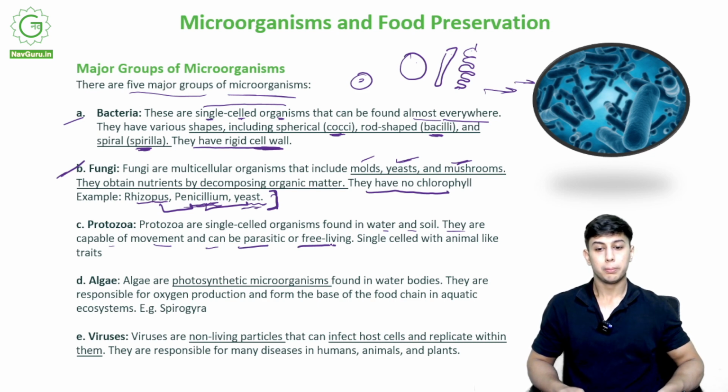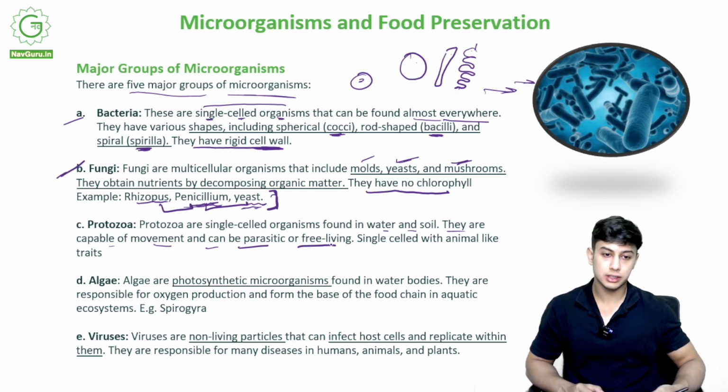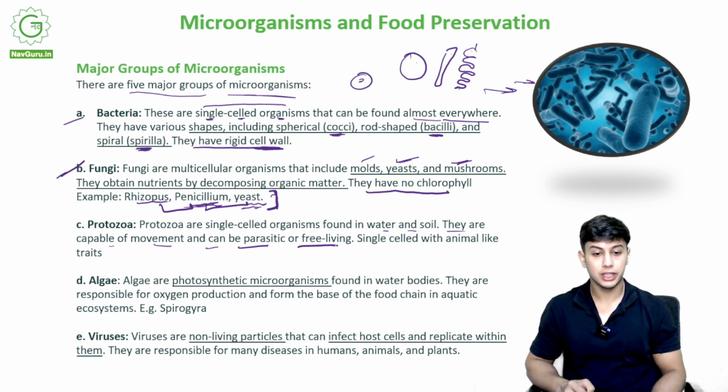Parasitic means they will attach themselves to an animal or a body and derive food from that body. For example, a mosquito has protozoa inside it. What will it do? It will suck our blood. It will derive its nutrients from a host plant or animal, and then it will continue living. Also it can live by itself, free living.